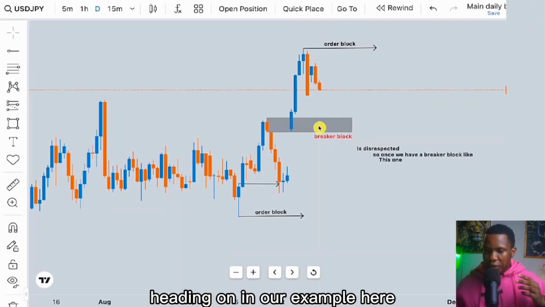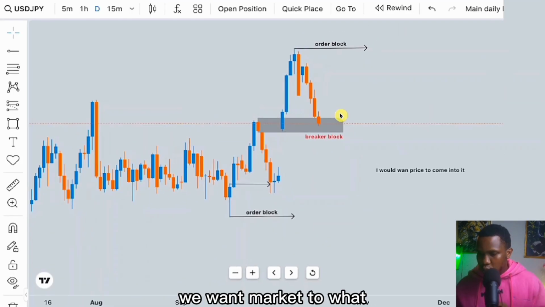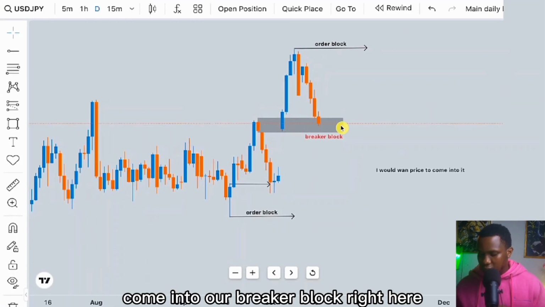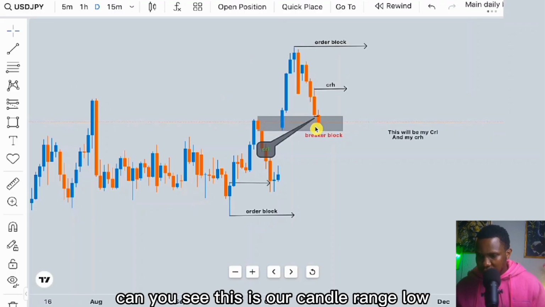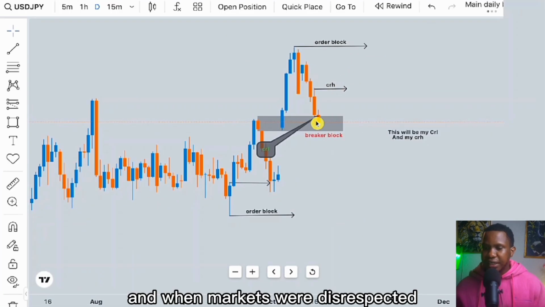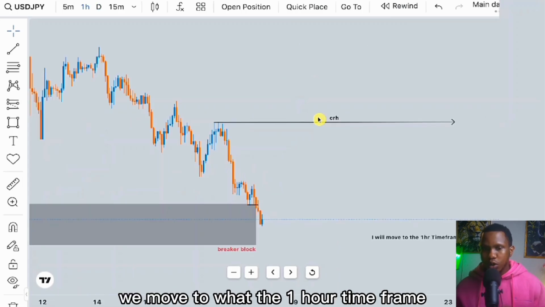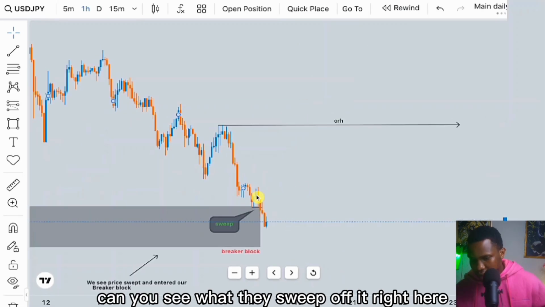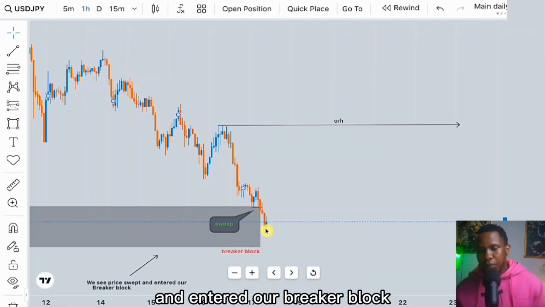Heading on, in our example here, we want the market to come into our breaker block right here. Can you see this is our candle range low and candle range high right here? And when the market disrespected our candle range low, we move towards the 1 hour time frame. Can you see the sweep of it right here and it entered our breaker block?